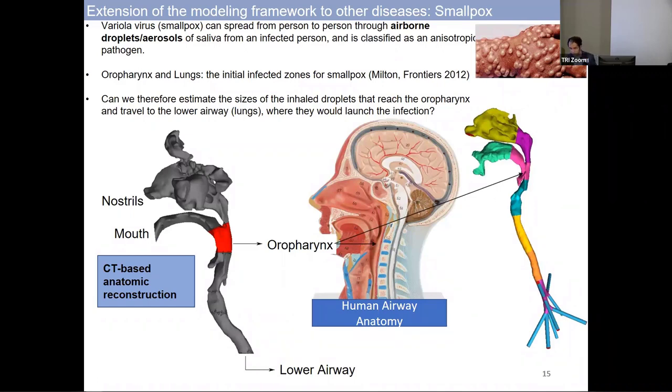It's just that the target sites, the initial trigger zones for infection, would be different than what we saw in the previous case, which was the nasopharynx. Here it would be the lower airway, the oropharynx. But the modeling approach should be the same. We decided to take up smallpox because there is a lot of work already there. We can try to validate our modeling approach with the data from the literature, and hopefully, if it checks out, we can think about applying this to other newer pathogens like monkeypox.